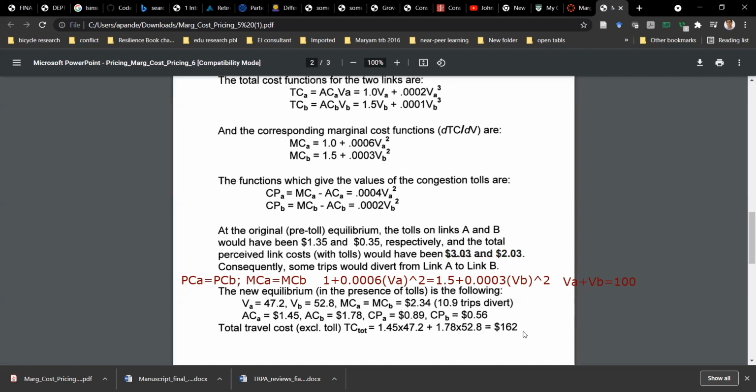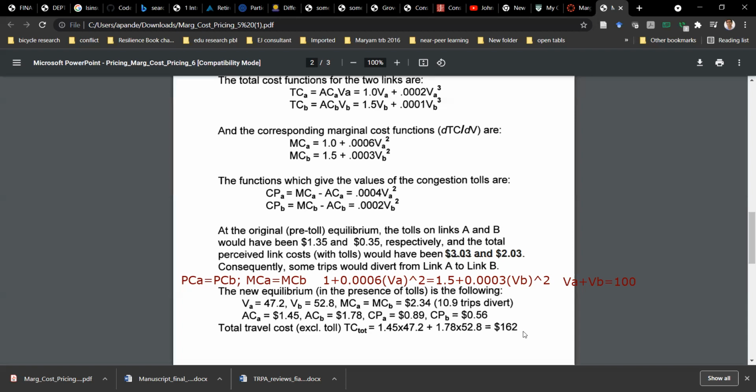So what have you done? You've lowered the cost by $6. In percentage terms, 6 divided by 168 is about 3.5%. So we've brought down the total system travel cost by slightly more than 3.5%, almost 3.6%.